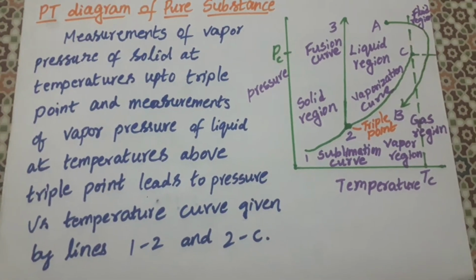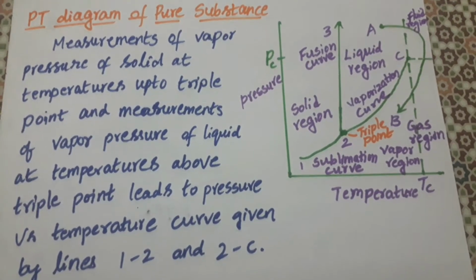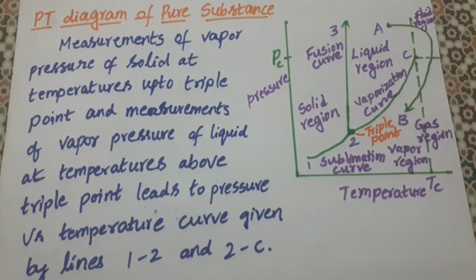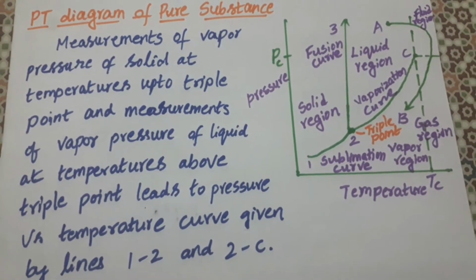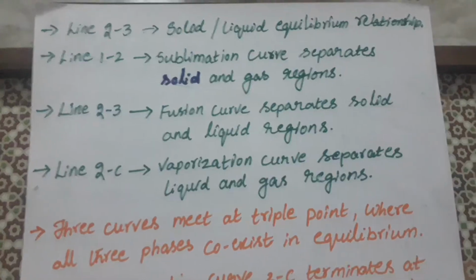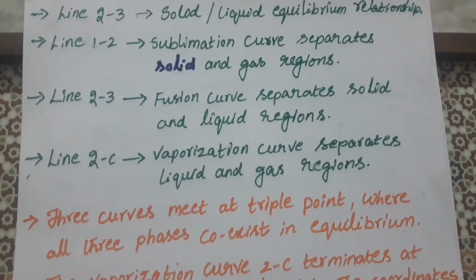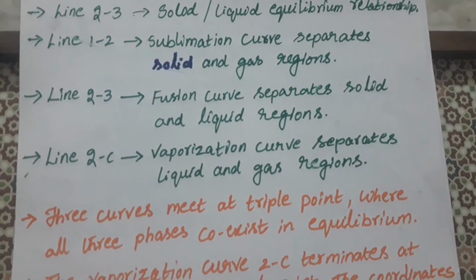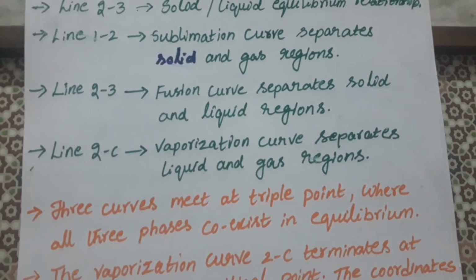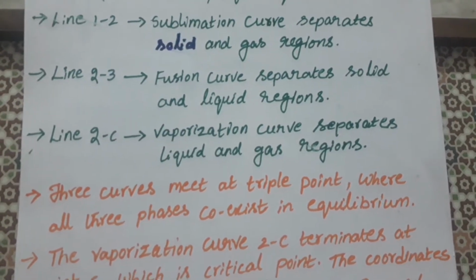Here we have 1-2 and 2-C, the sublimation curve and vaporization curve. Sublimation means transformation of solid into gas, and vaporization means the liquid becomes vapor. Line 2-3 is the solid-liquid equilibrium relationship and line 1-2 represents the sublimation curve, which separates solid and gas regions. Line 2-3 is the fusion curve which separates solid and liquid regions, and 2-C is the vaporization curve which separates liquid and gas regions.